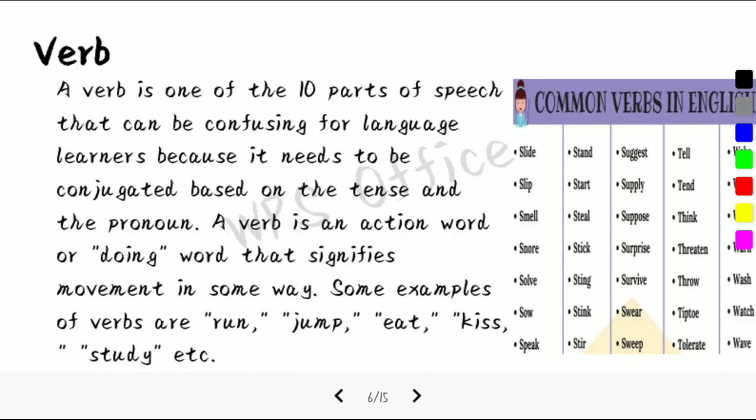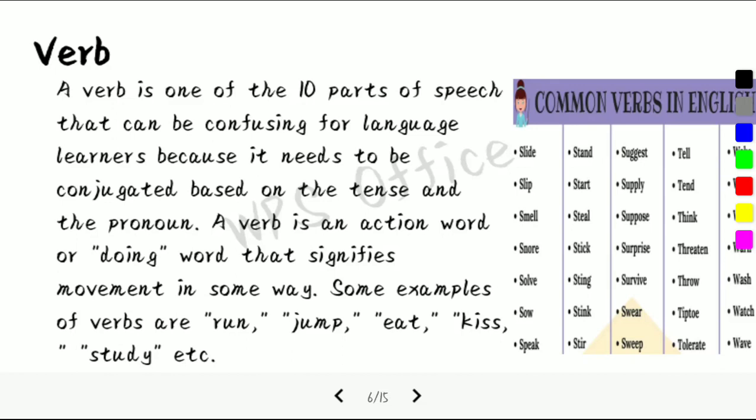Then comes another part, the verb. What is a verb? It is a little bit confusing. Most of the students get confused about what a verb is. A verb is one of the 10 parts of speech that can be confusing for language learners because it needs to be conjugated based on the tense and the pronoun.